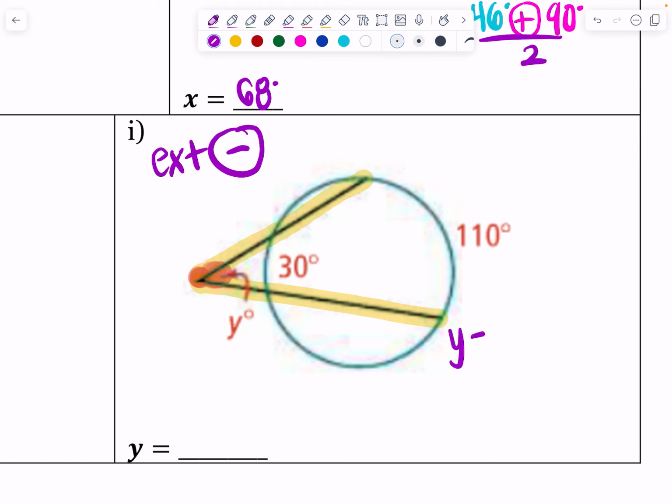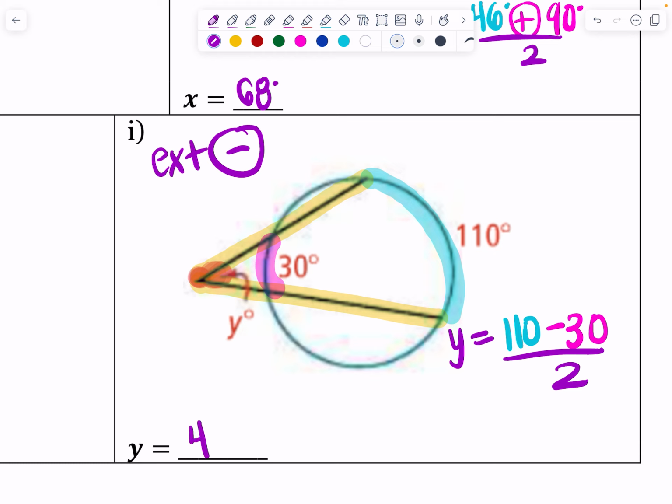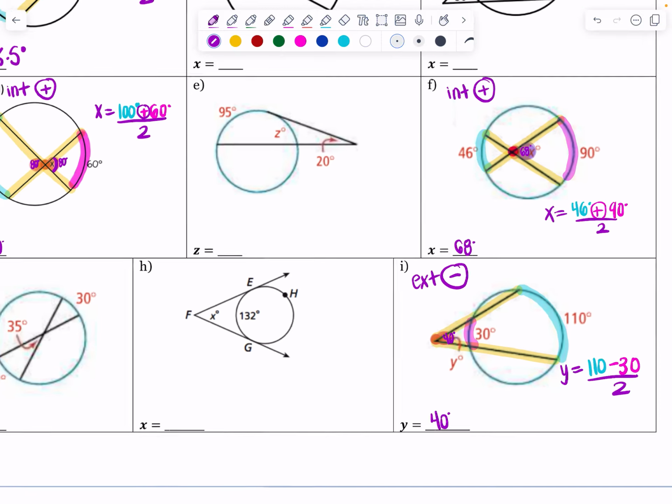We know that y is going to be equal to the big arc that gets intercepted, which is 110, minus the small arc that gets intercepted, which is 30. So 110 minus, because it's an exterior cross, 30 divided by 2. So we're going to do 110 minus 30, divide that by 2, and we're going to get a 40-degree angle at y. Does that make sense as an answer? Yes, it does, because that is an acute angle.